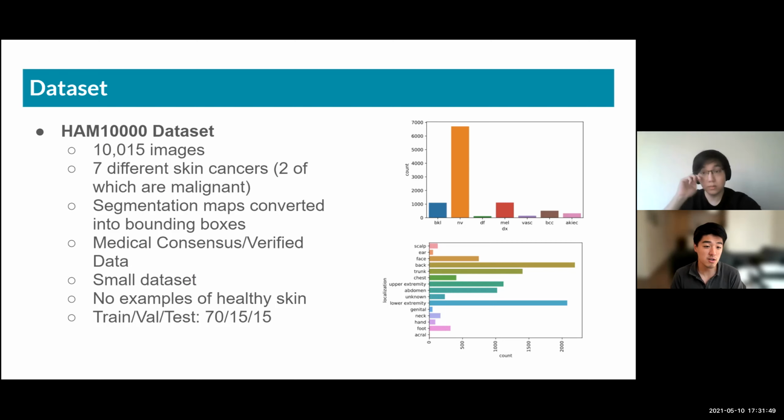The diagnoses are determined based on medical consensus, so they are really verified. It's a really small data set. There are no examples of healthy skin, and the train, validation, and test proportions are 70, 15, and 15.